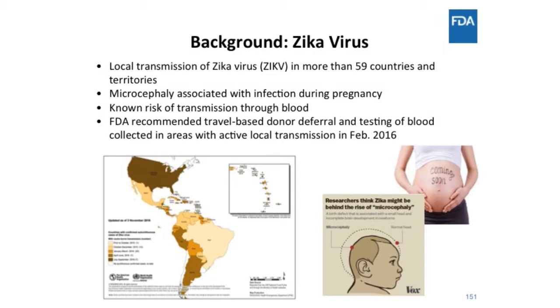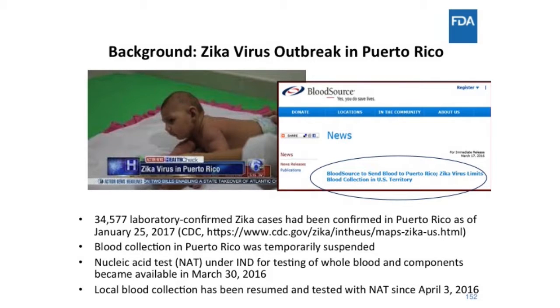And we also know that there is a risk of transfusion transmission of the Zika virus. According to recent FDA recommendations, we have travel-based donor deferral and testing of blood collected in areas with active local transmission. This guidance went in place in February of last year. The specific issue that we were facing about this time last year was the virus outbreak in the U.S. territory of Puerto Rico.